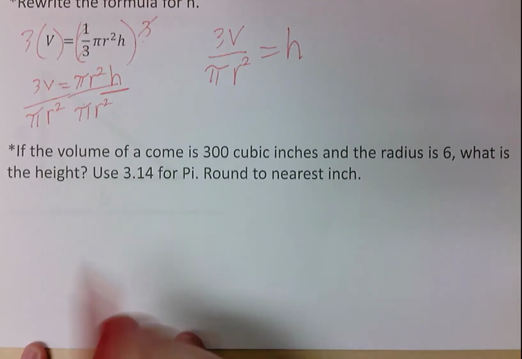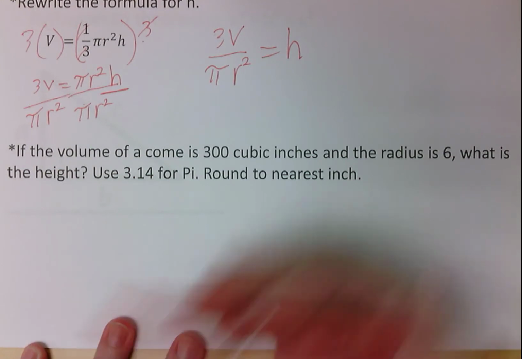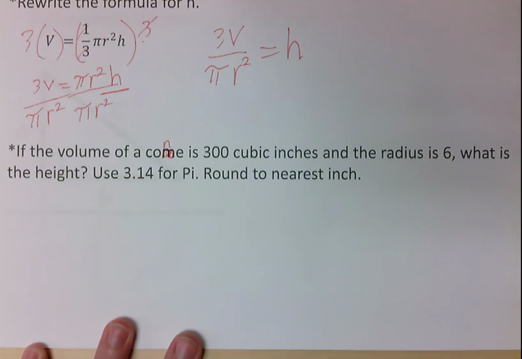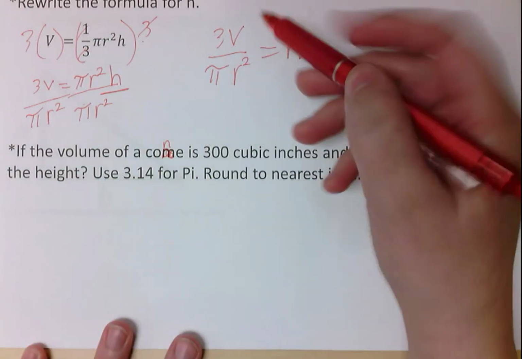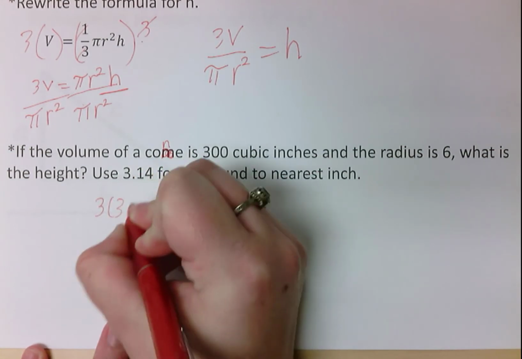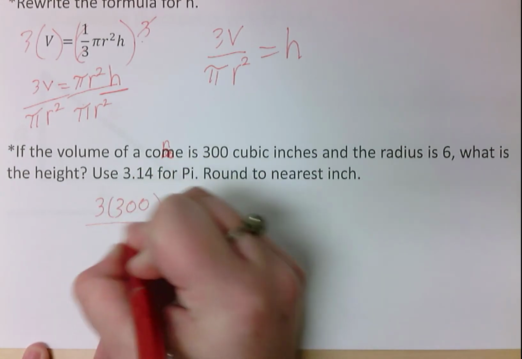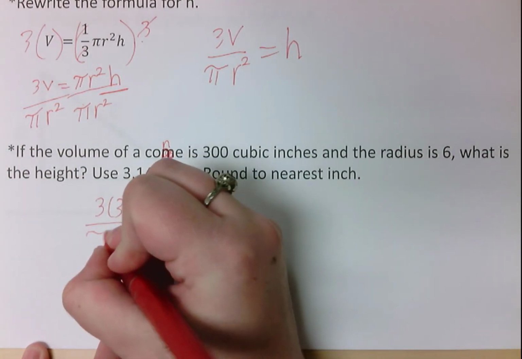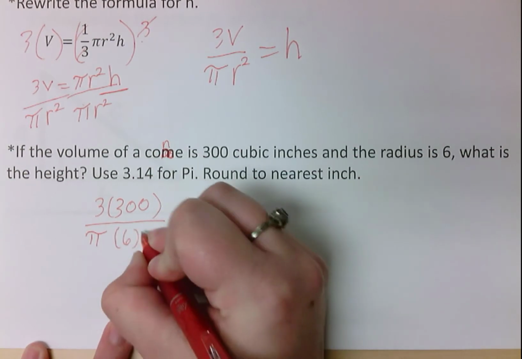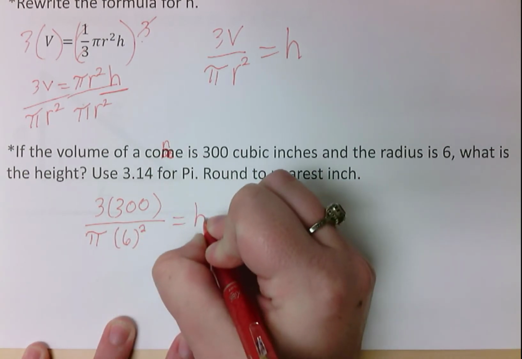All right, and if I'm given that the volume of a cone, that should be an n there, I apologize, is 300 cubic inches, and the radius is 6 inches. What is the height? Well, I've already got this solved, so all I have to do is plug in. So I get 3 times 300 divided by pi times 6 squared, and that's going to give me my height.